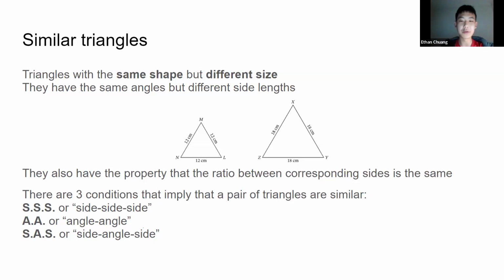So the three conditions for identifying a pair of similar triangles are very similar to congruent triangles as well. They're called side, side, side, angle, angle, and side, angle, side as well, but slightly different to congruent triangles. Does anyone have any questions so far?